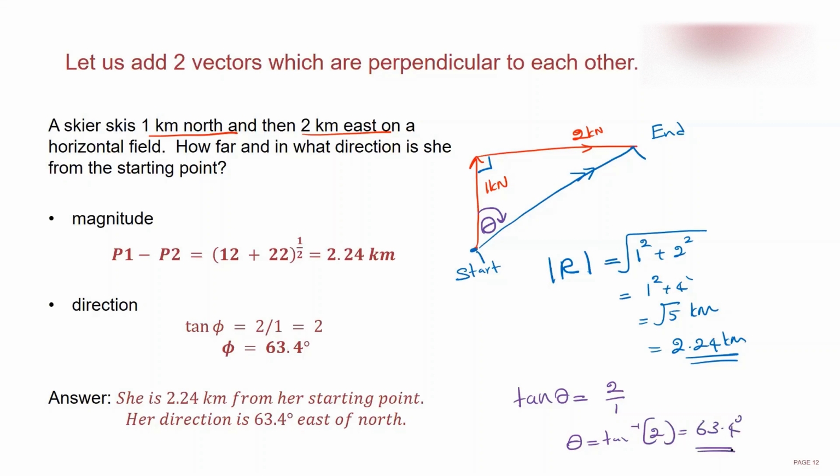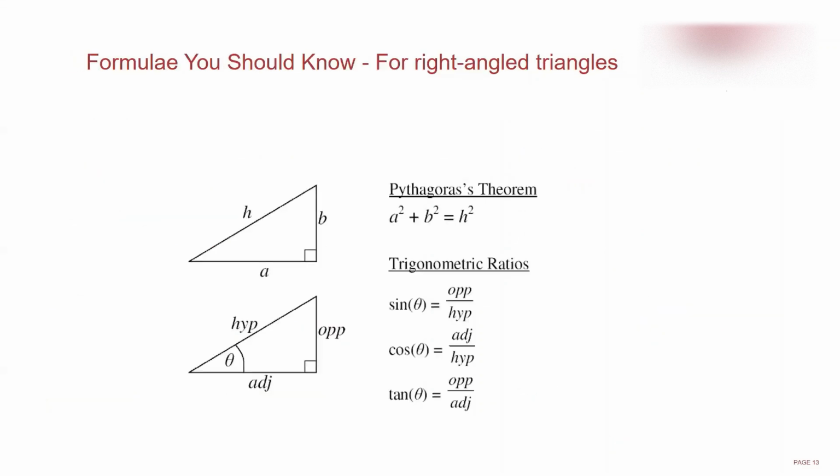Now we can write our answer. She is 2.24 kilometers from her starting point. Her direction is 63.4 degrees east of north. So east of north, it is 63.4 degrees.